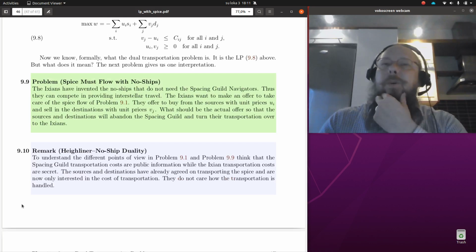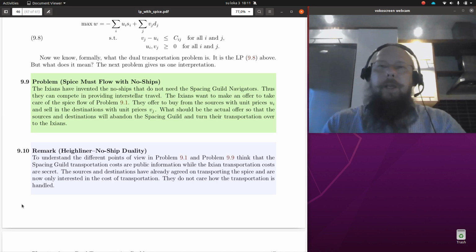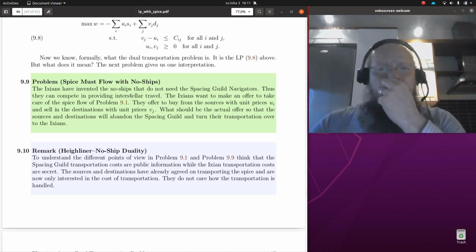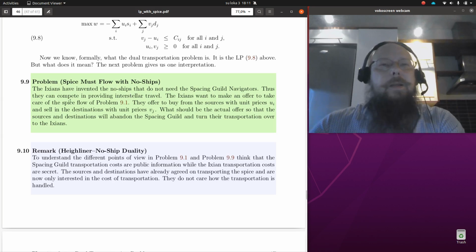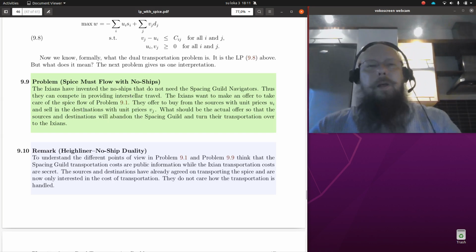Spice must flow with no ships. So let's have a story here. The Ixians have invented the so-called no ships that do not need spacing guild navigators. So they can compete in providing interstellar travel. And now what the Ixians do, they want to make an offer to the CHOAM to take care of the spice flow problem 9.1, which we had. And how do they do it?